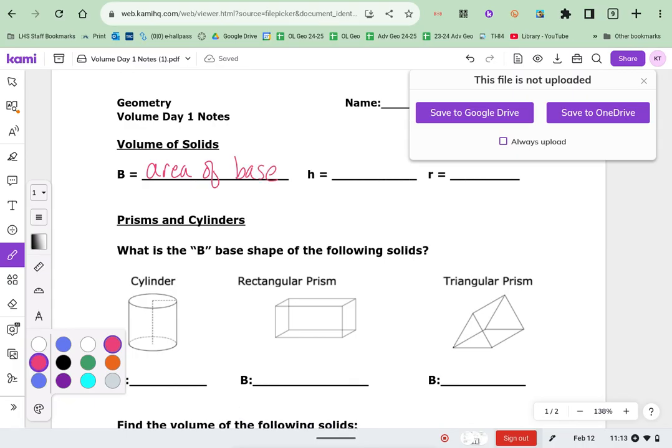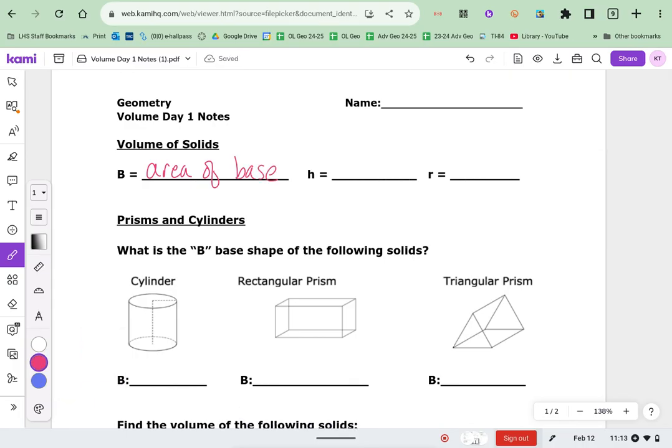So if your base is a circle, that's the area of a circle. If your base is a triangle, that's the area of a triangle. H is still height. That's the distance between your bases in a prism. And then R is radius.